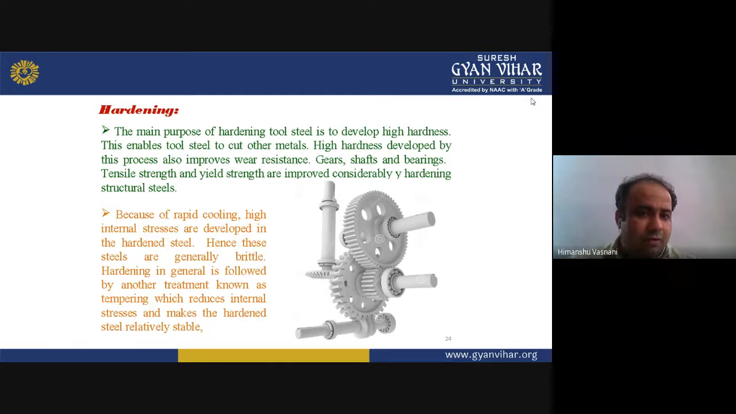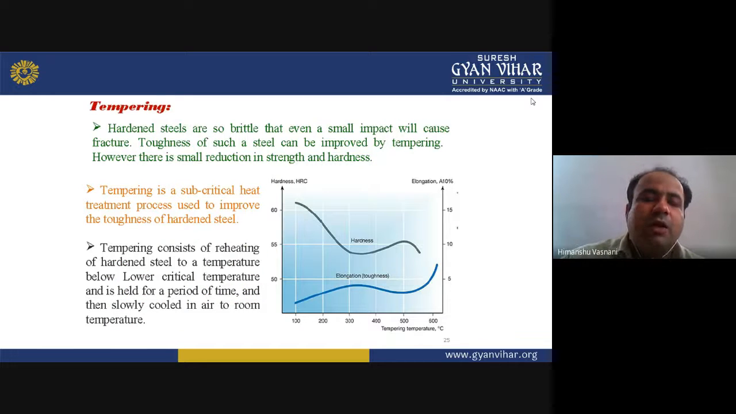Now, you have heard that there is internal stress. The tempering process reduces the internal stresses, which makes the hardened steel relatively stable. Hardened steels are so brittle that even a small impact will cause fracture. So the toughness of steel can be improved by tempering. However, there is a small reduction in strength and hardness.